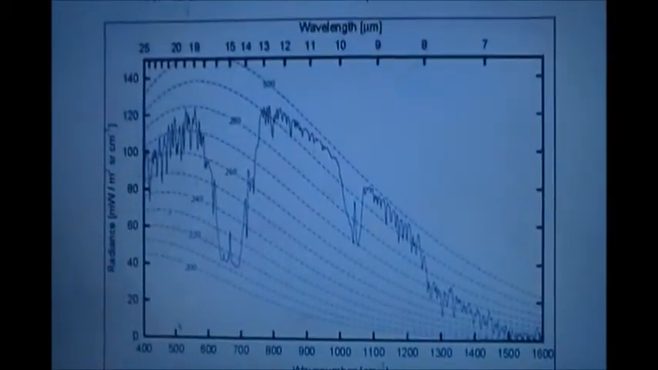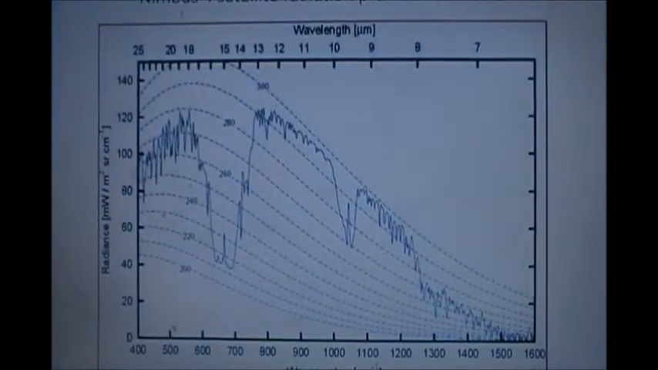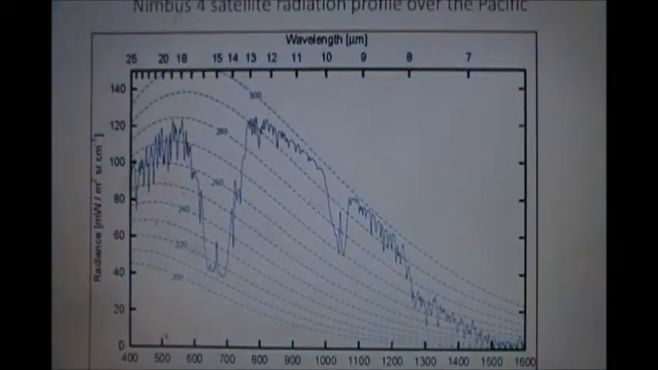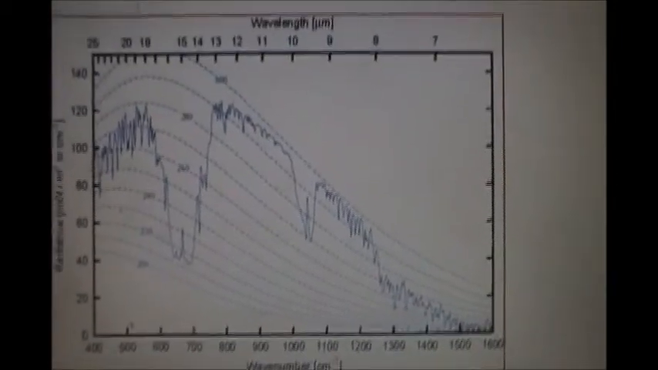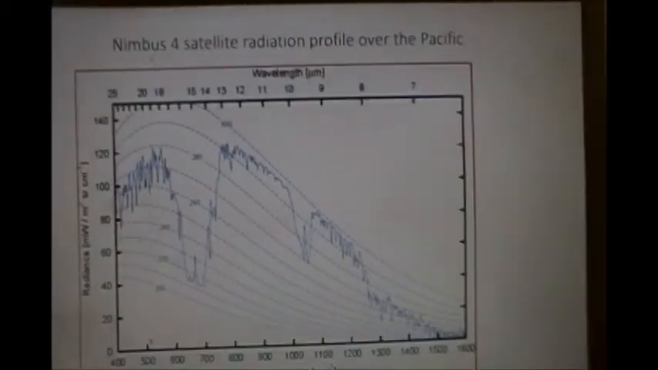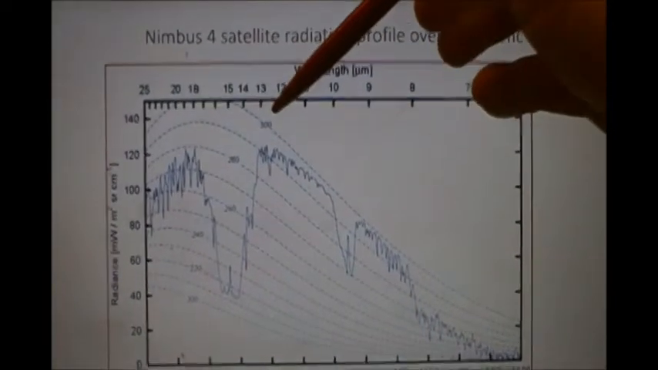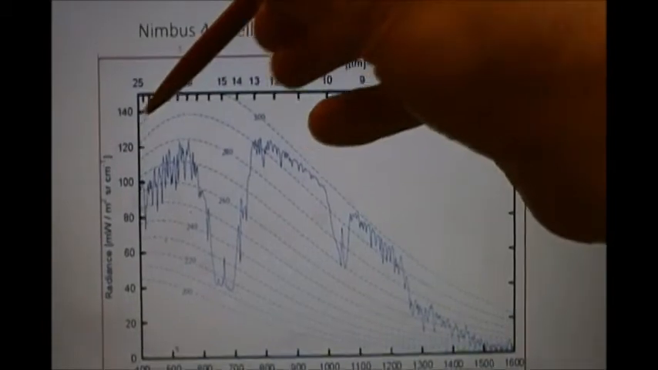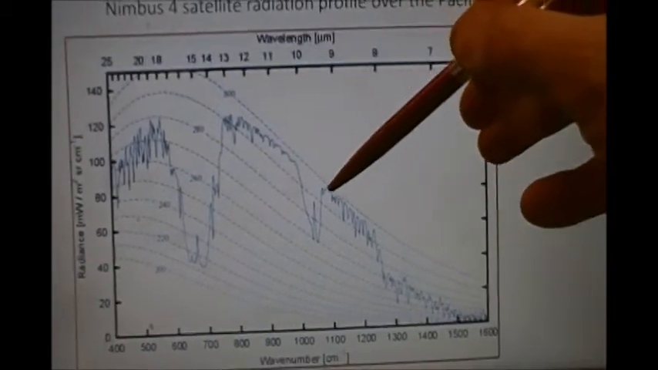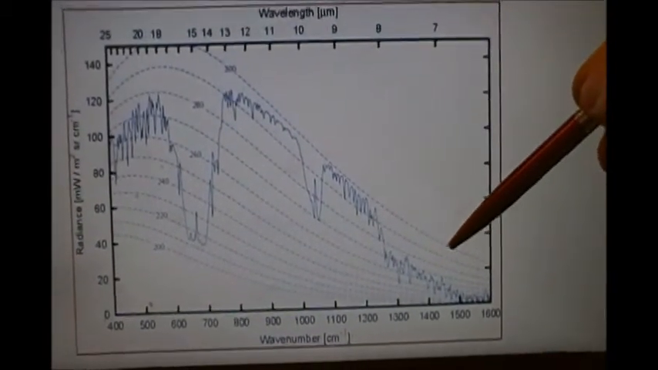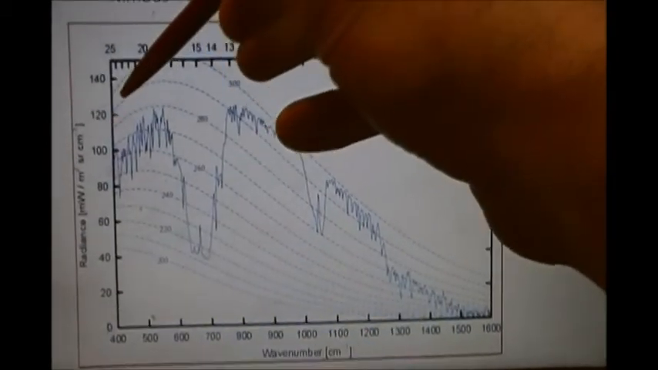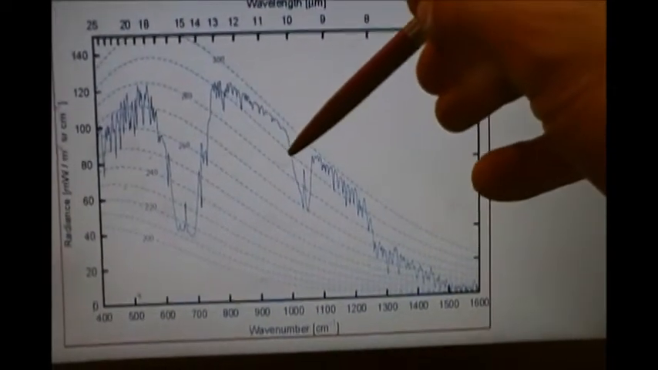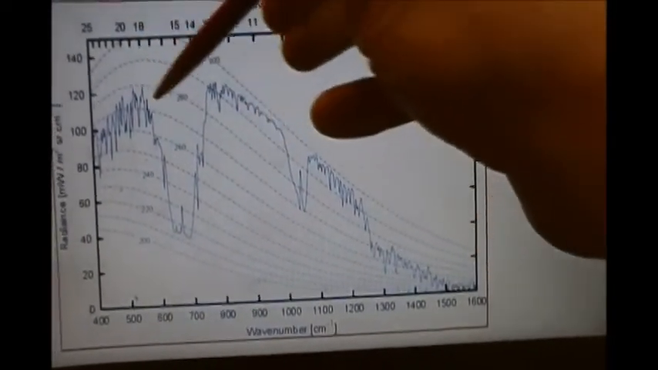Okay, this is a chart of the Nimbus 4 satellite radiation profile over the Pacific. These are all the wavelengths. You'll notice that there are some dotted lines here. This is at 300 Kelvin. That's the black body pattern of radiation given off for 300 Kelvin. This is the black body pattern that's given off for 290. And this one is 280.